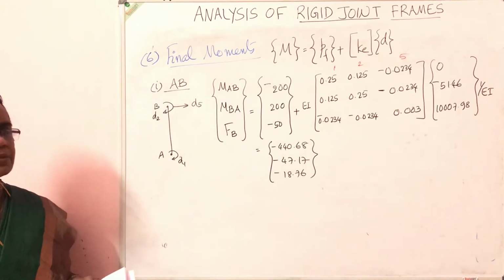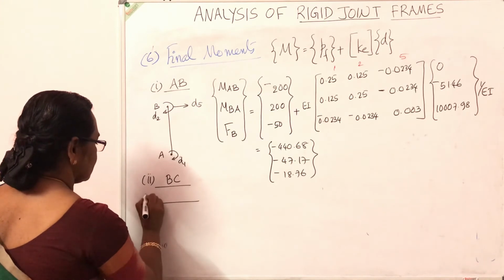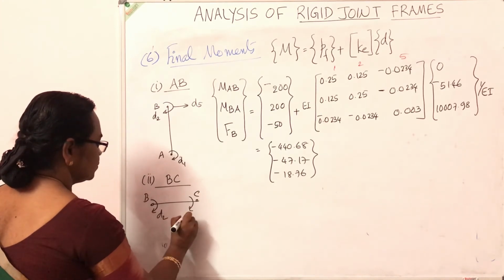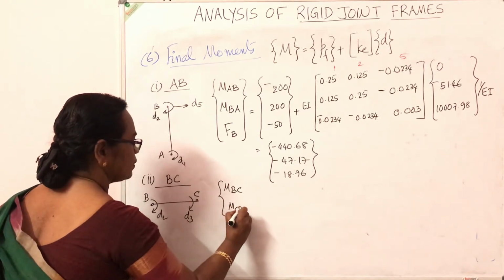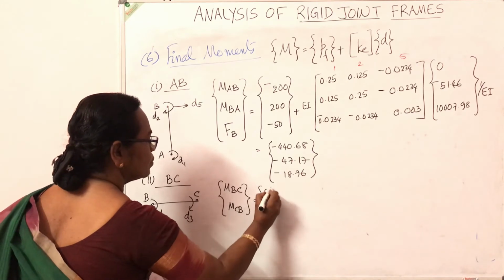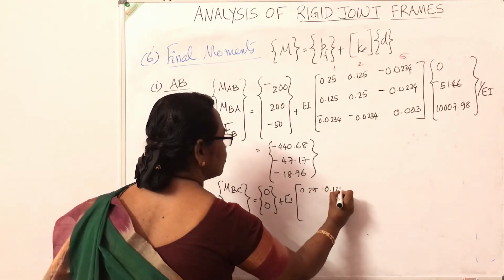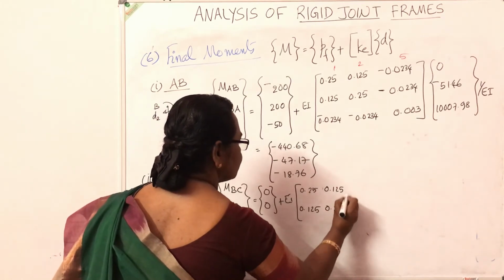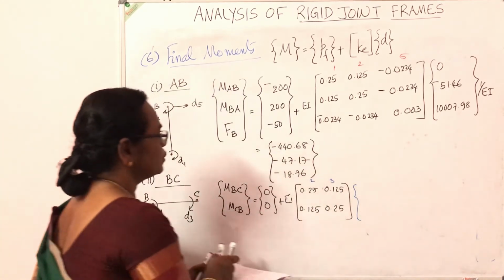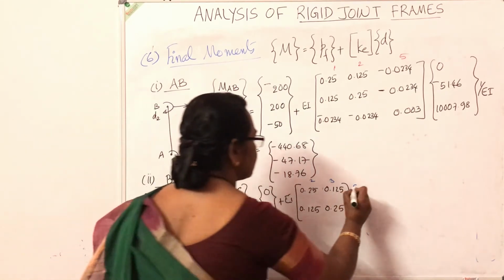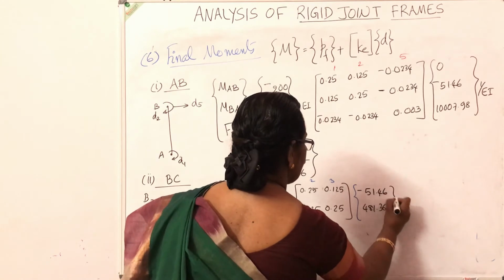Now coming to the second element, BC, it was D2, D3. Corresponding to 2, I will get MBC, and corresponding to 3, I will get MCB. That is equal to the fixed end moment 0 plus the stiffness matrix for that element, EI into 0.25, 0.125, 0.125, 0.25. The numbers at the top were 2, 3. So you multiply with D2, D3. D2 is minus 51.46 and D3 is 481.365.